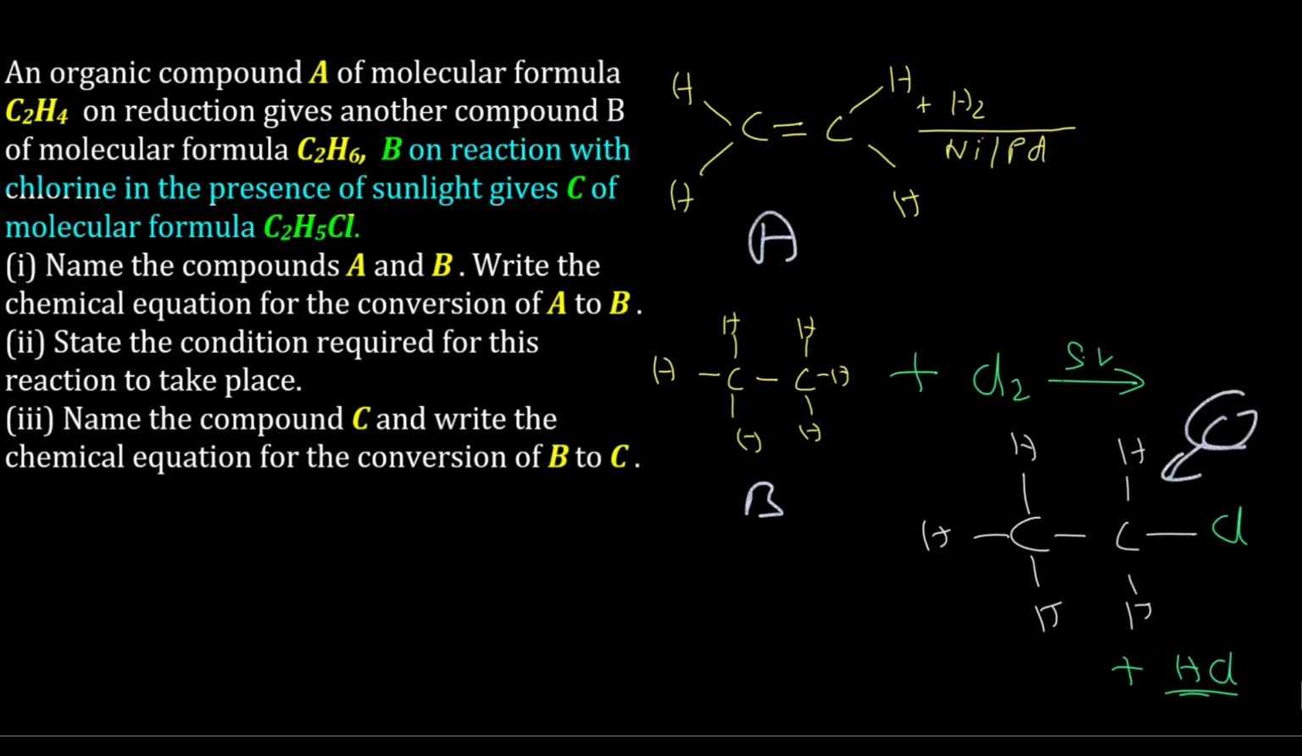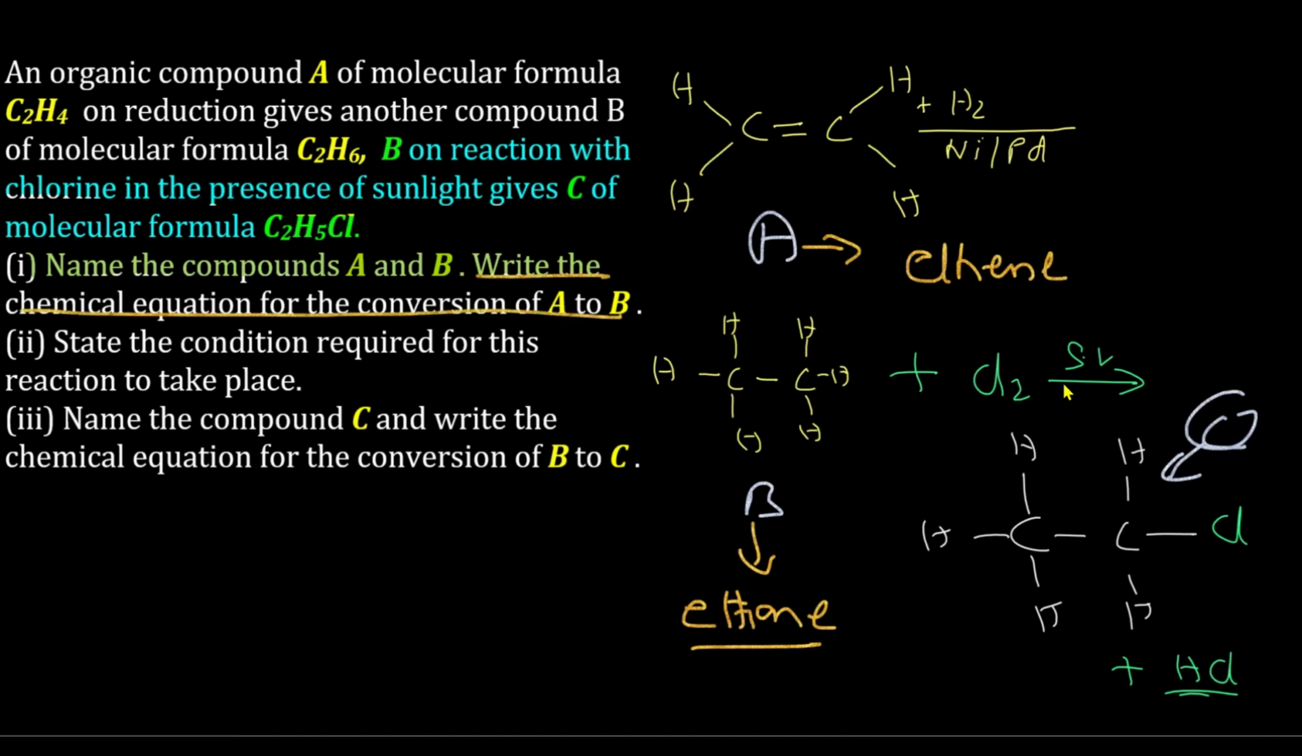So let's find out what they have asked in the first part. Name the compounds A and B. Yes, we have named compound A, and this is ethene. Then compound B, clearly it is a saturated compound containing two carbons, so this is ethane. And we have to write down the chemical equation of the conversion. Yes, we have done the chemical equation of the conversion of this to this, with hydrogen. So this will be the reaction for the first part.